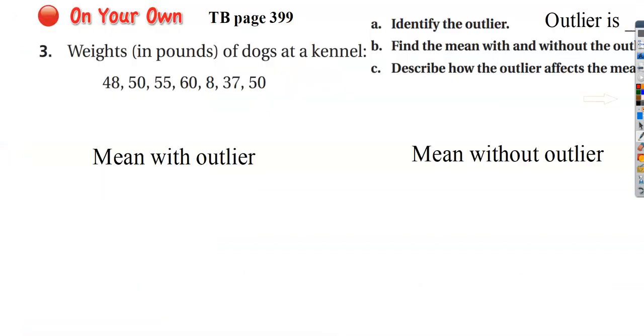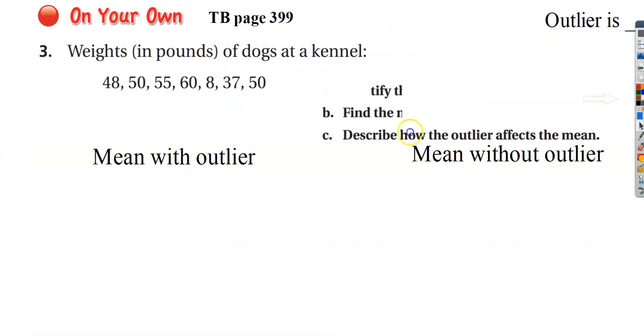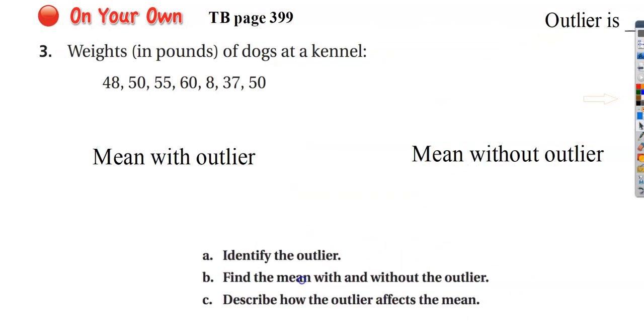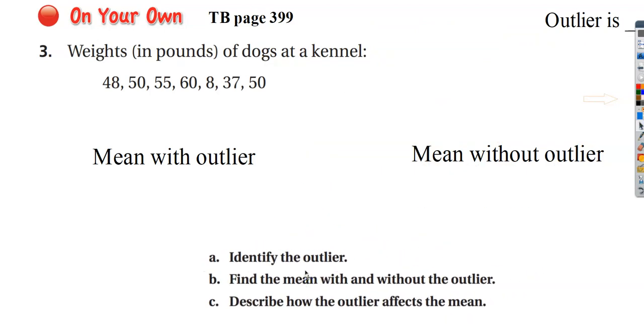Okay, next we're getting to an OYO. So this is for you, right? I'm going to ask you to do 3 things. I'm going to ask you to identify the outlier, find the mean with and without the outlier, and then describe how the outlier affects the mean. So go ahead and pause the video, and then I will go through and show you the answers.